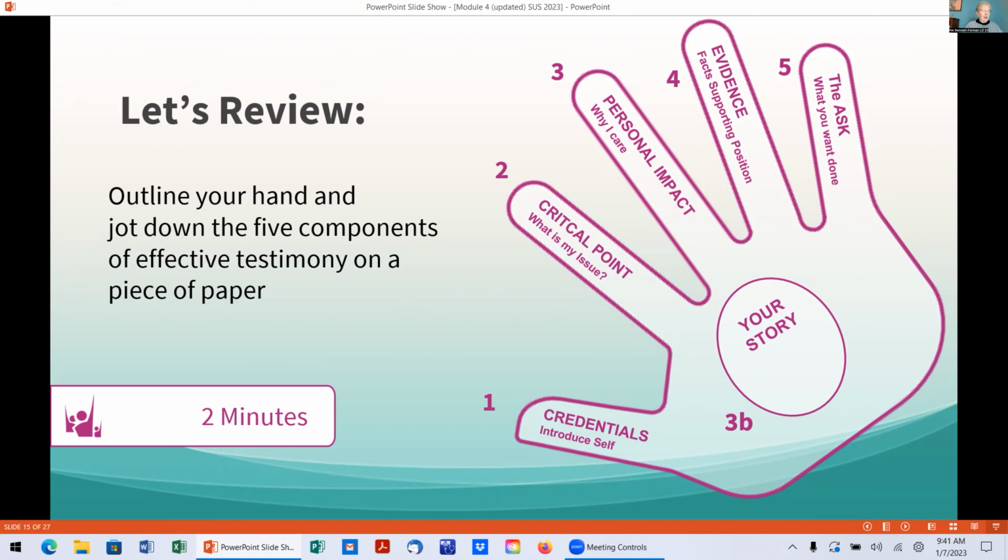I will say that we've used this with young people and with old, and people have responded well to this as an easy way to help them remember what to do as they're preparing their testimony. Any questions on this before I move on?